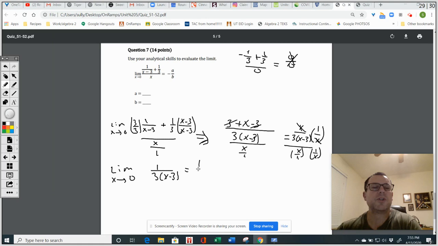So this becomes 1 over. If we plug in 0 for x, we get 0 minus 3 is negative 3. 3 times negative 3 is negative 9. So the limit is negative 1/9. Okay, so I want to point something out because this is fill in the blank. You have to be careful. They already have a negative sign there, so we don't need to worry about our negative sign. We know that A is 1 and B is 9.